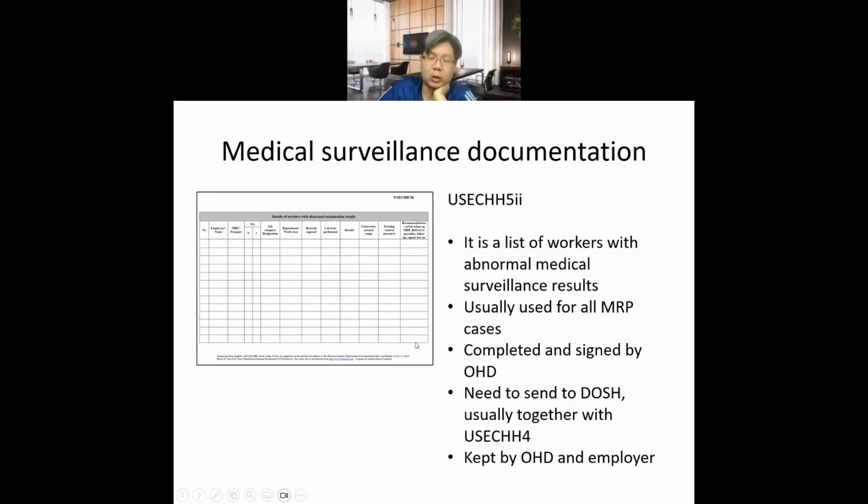This is reporting to DOSH. I don't call it notification. Notification usually we refer to occupational disease. It's a different situation.